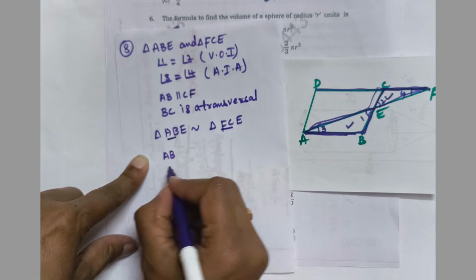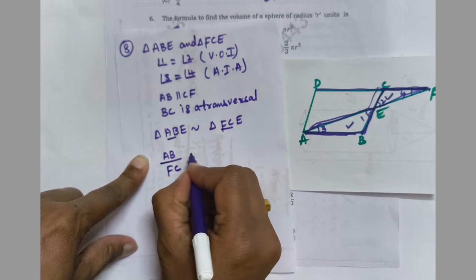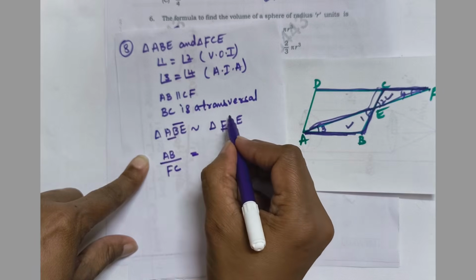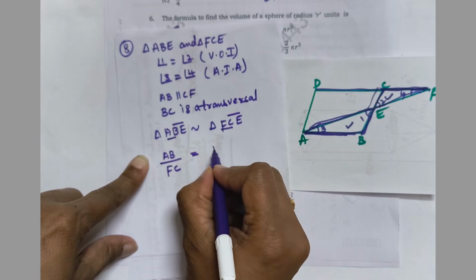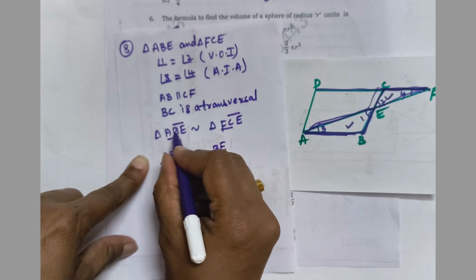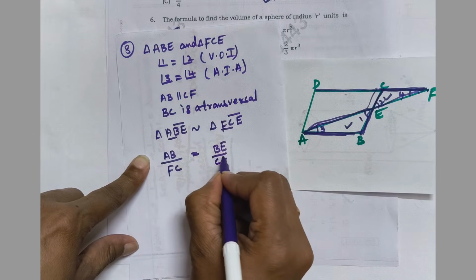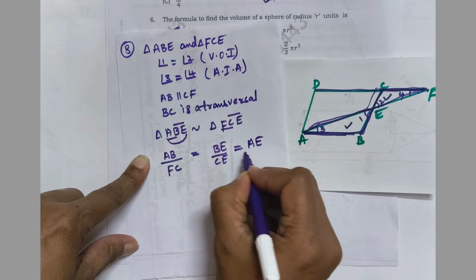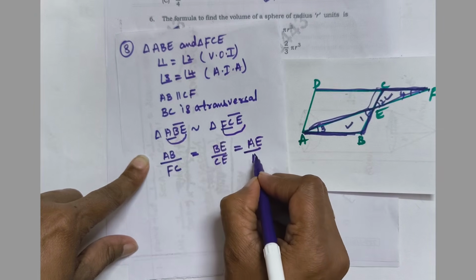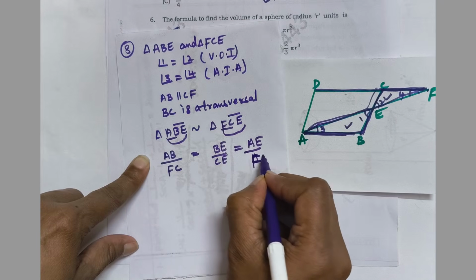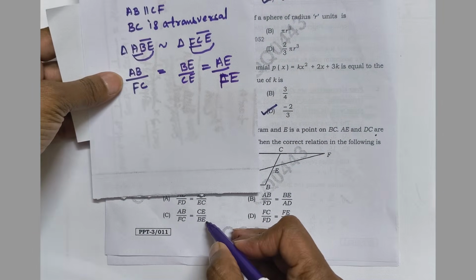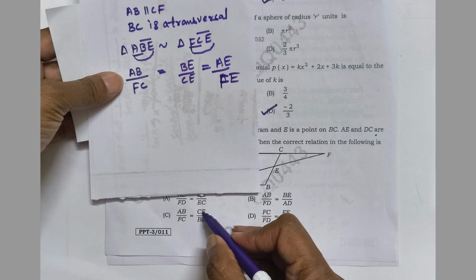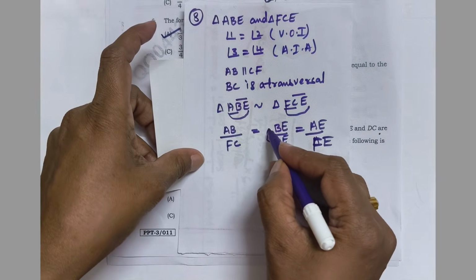Here AB taking means here FC, here BE, here CE equal to here AE. Here AE taking means here FE. So sides are proportional. Which one adjusts, you can see? AE by FC is equal to BE by CE. So there is an interchange in this one.